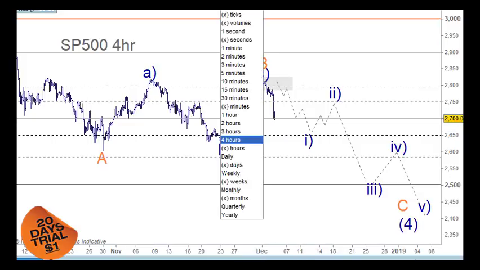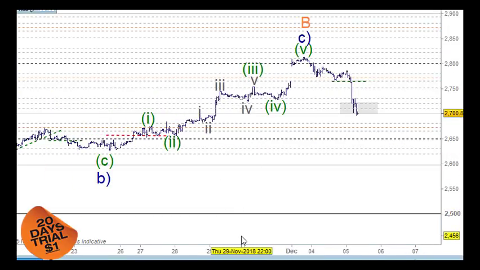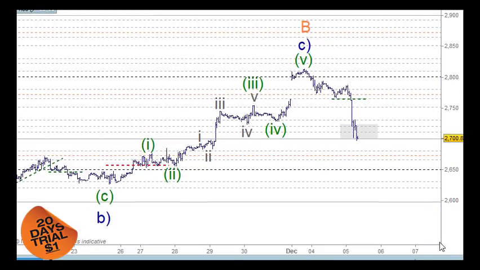So let's go in and have a look at the hourly chart for this current move down. I don't have it labeled here, but we can talk about it in terms of 1 and 2 here, and 1 and 2 and 3 and 4 and 5 here for the 3rd wave, the 4th wave here, and the 5th wave up until this point here.